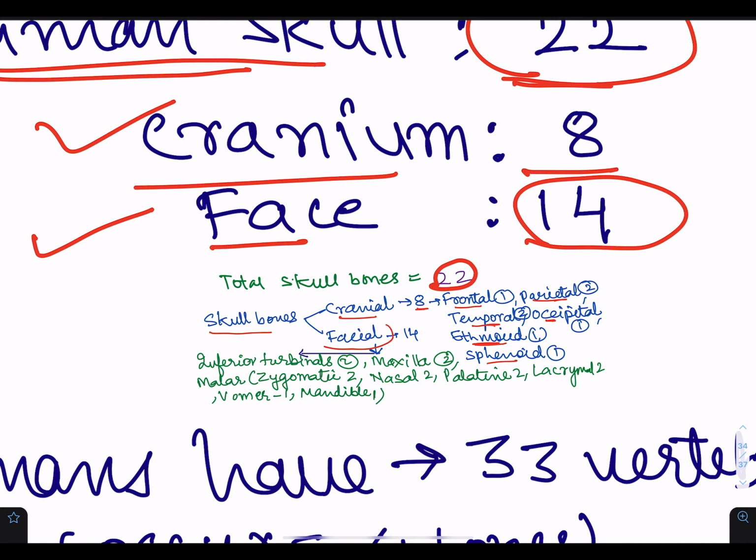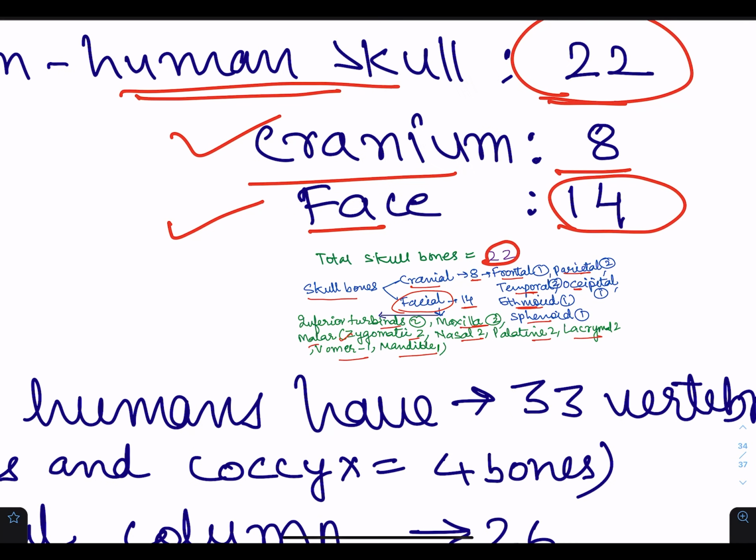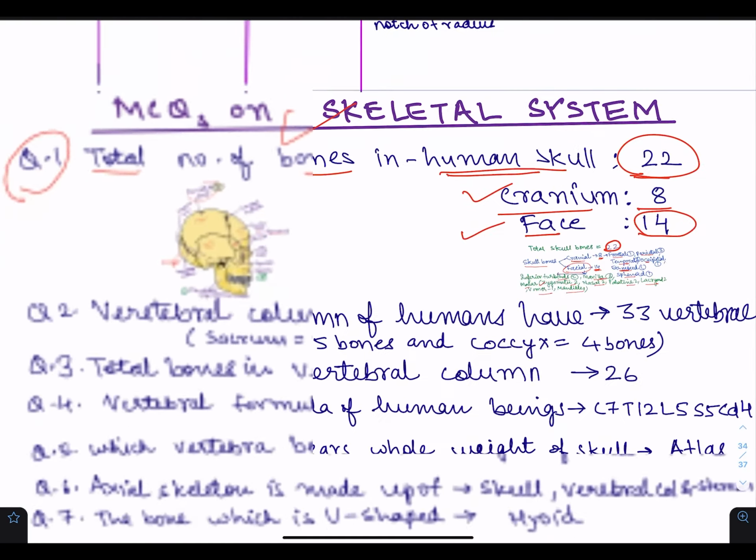Now the facial bones, they are 14 in numbers. Inferior turbinals 2, maxilla 2, then malar bones or zygomatic 2, nasal 2, palatine 2, lacrimal 2, vomer 1, and mandible is 1. So this is how you have to answer the MCQs. If facial bones are asked, you have to say 14. If cranial bones are asked, you have to write 8.